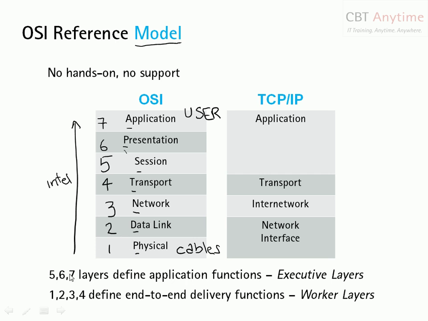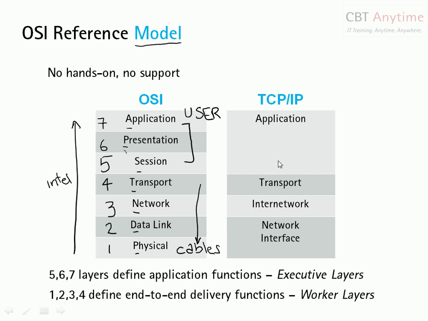And what you'll find is that out of these layers, 5, 6, and 7 relate to application functions. We at CBTanytime call them executive layers. I'll talk about this later in my other example. And it is actually layers 1, 2, 3, and 4 which get your data from one PC and actually deliver it to the next PC. So we call them worker layers.